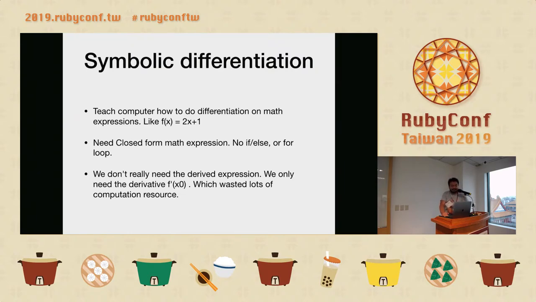But the problem is that it needs closed form. What is closed form? Closed form means just like this one, 2x plus 1. You couldn't have other constructs, like if else or a for loop. So if we write the above one as f, and define a function like result equals x, result plus equals x, it will not work. It only works in closed form, which is just one expression.